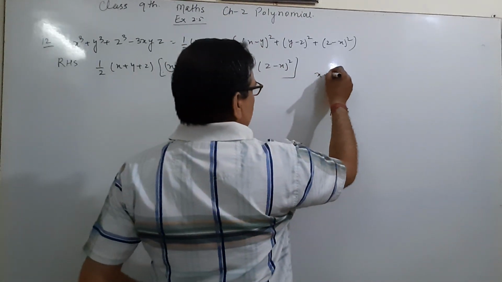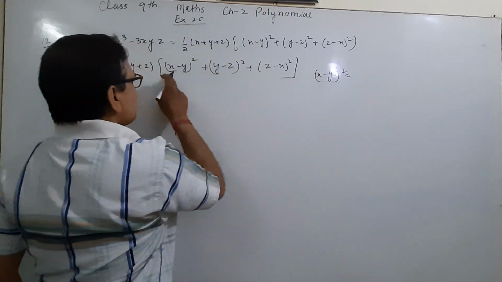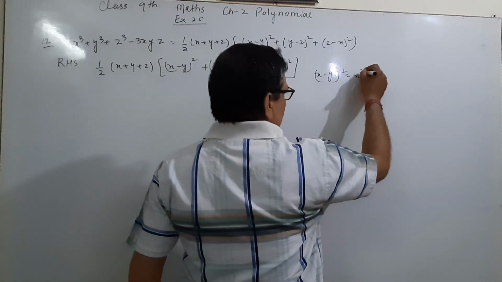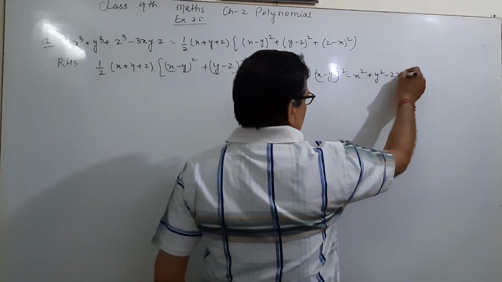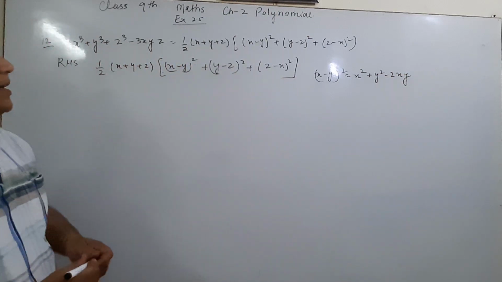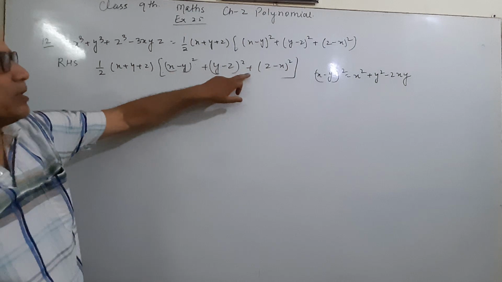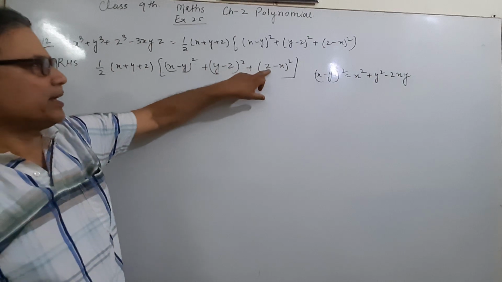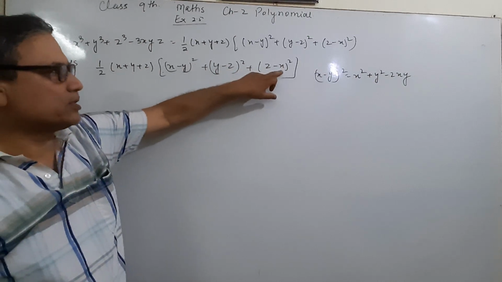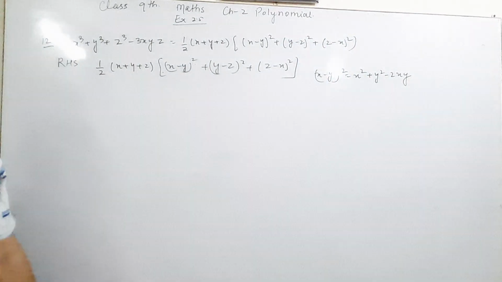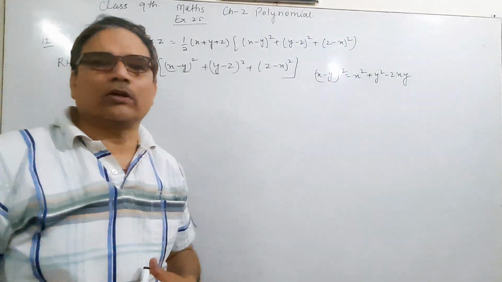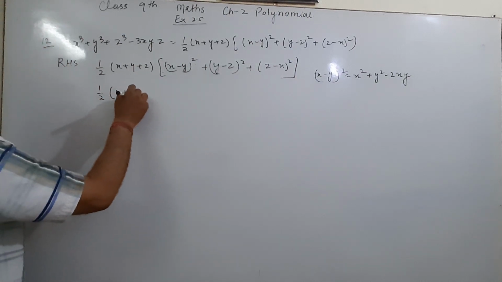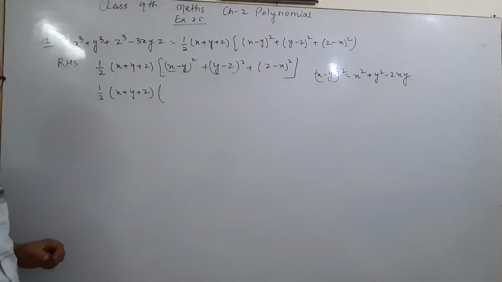We know x minus y whole square. Can you tell me? x minus y whole square means we can apply the identity: x square plus y square minus 2xy. And the same identity we will apply here: y minus z whole square is y square plus z square minus 2yz, and here z square plus x square minus 2xz. We can apply the same identity in all three cases. Then what will we get? 1 by 2 (x plus y plus z). What is your answer now? These are the identities.